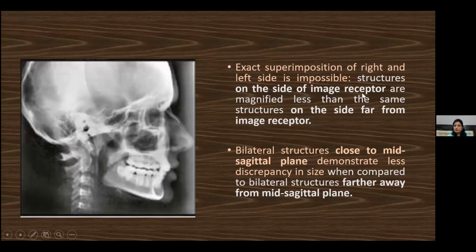So exact superimposition of right and left side is usually impossible. If this happens, structures on the side close to the image receptor are magnified less than the structures far away. So that's why you can get some amount of discrepancy. Structures which are closer to the mid-sagittal plane also show less discrepancy in size as compared to the structures which are away from the mid-sagittal plane. So you have to remember this as some amount of limitation.